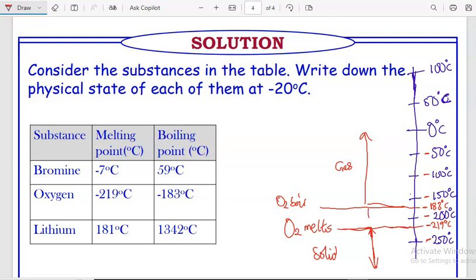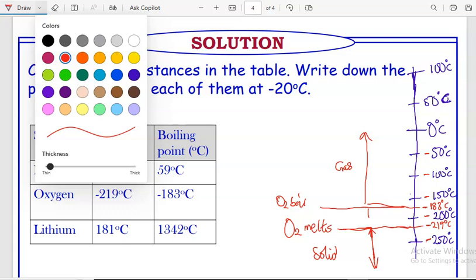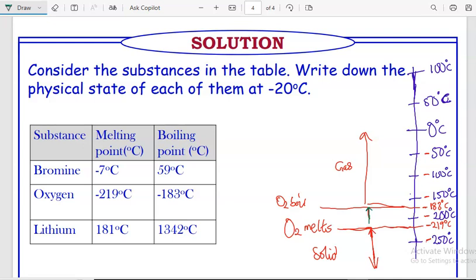At the temperature here, oxygen is a liquid. All right. Then at this temperature, oxygen is a solid. At this temperature, oxygen is a gas. So the question is, what is the physical state of oxygen at minus 20 degrees Celsius? So let's look at minus 20 degrees Celsius. We have minus 150, minus 100, minus 50, 0 degrees. So minus 20 degrees is around there.